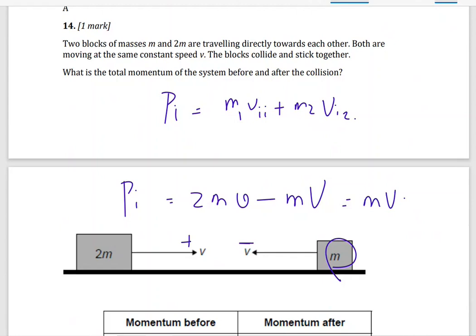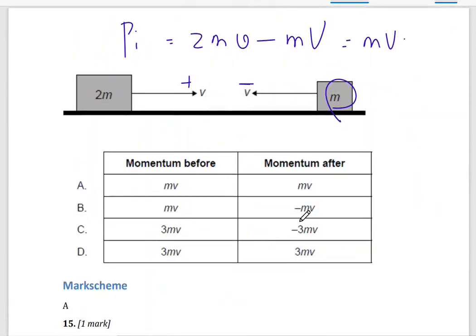Now momentum is conserved, so P initial should equal P final. Momentum before is mass times velocity, and momentum after I don't need to calculate because it should be the same. Sorry, it should be the same. So the correct answer should be F. It will move to the right, in the direction of the biggest object, which is 2m, to the right.